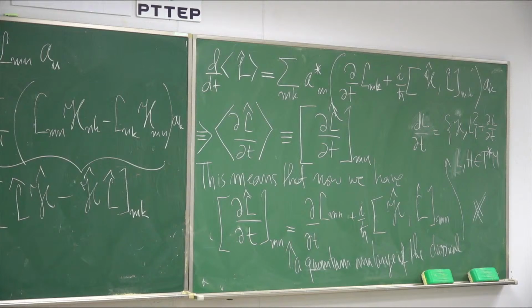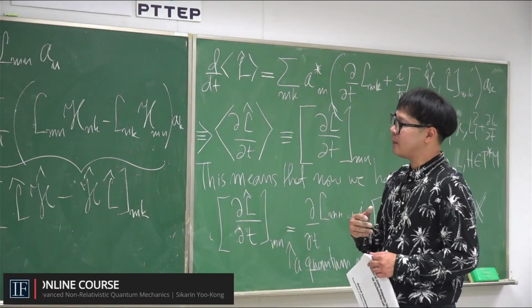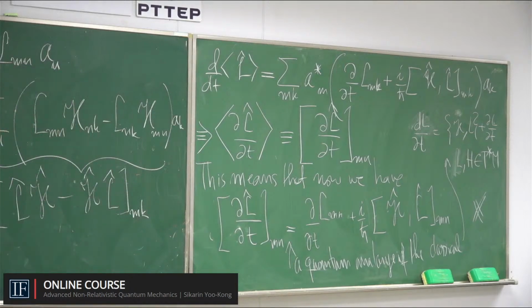Okay, I think I'm going to stop here for today. So I hope that I covered all the necessary basic math. Next time, we're going to start with the Schrödinger picture, Heisenberg picture and Dirac interaction picture.